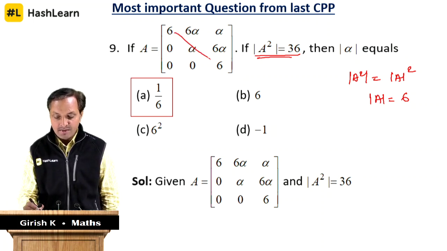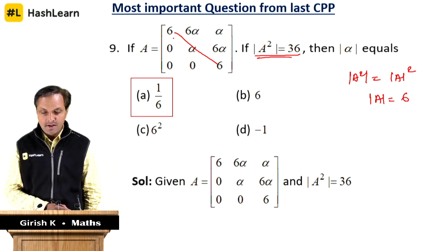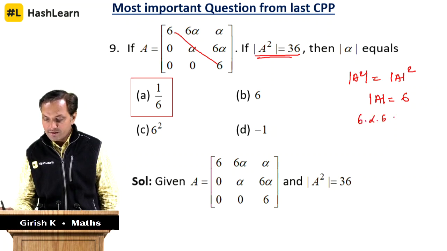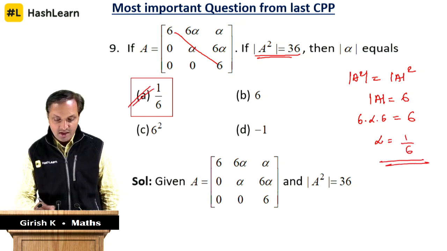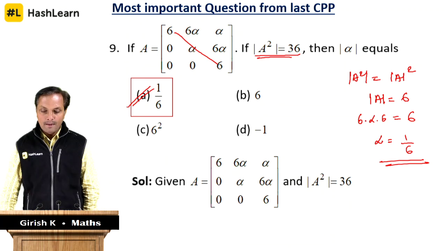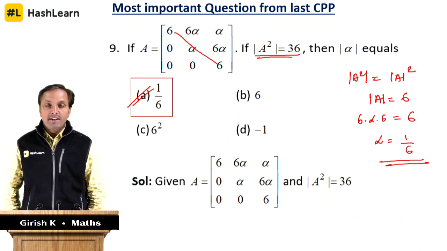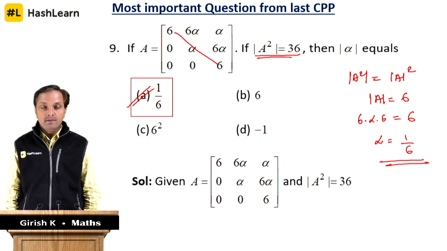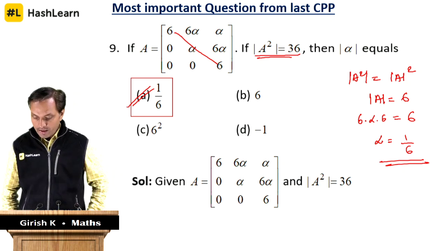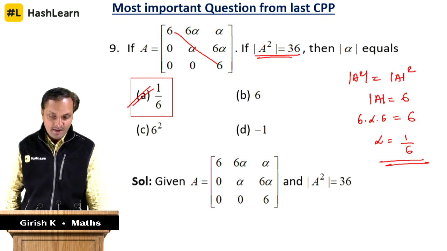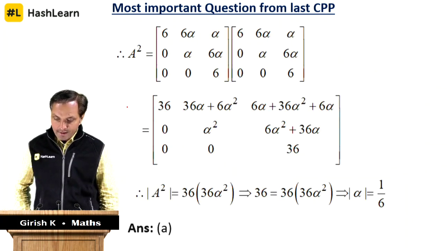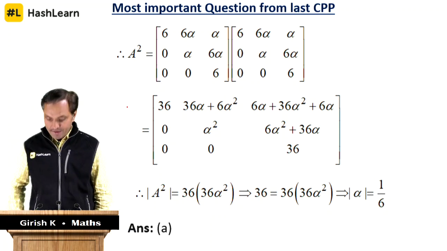And from this determinant of A, see here, one side of the principal diagonal elements is completely 0, which means your determinant of A is just 6 into alpha into 6 is equal to 6. So alpha is 1 by 6. So 1 by 6 is in option A. That is your answer. Okay, so remember, if one side of the principal diagonal elements are 0, the value of the determinant will be just the product of the principal diagonal elements. Okay, so that was the simple problem, and that is option A where alpha is 1 by 6.